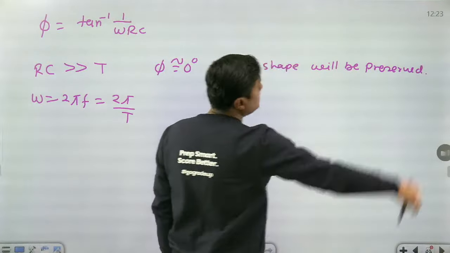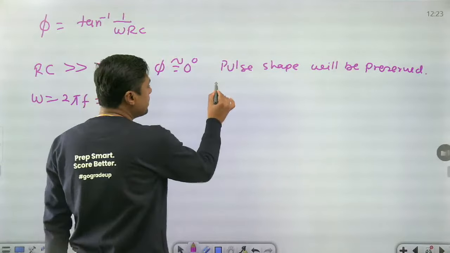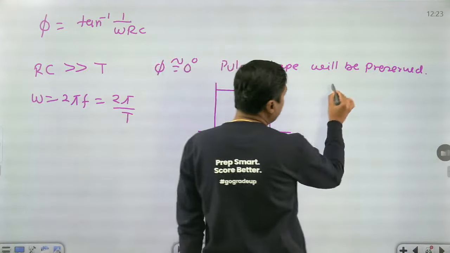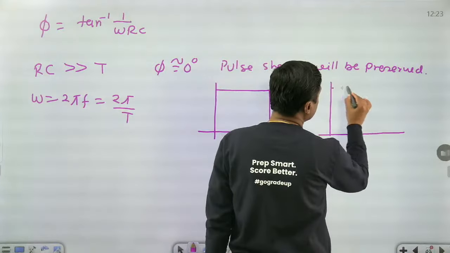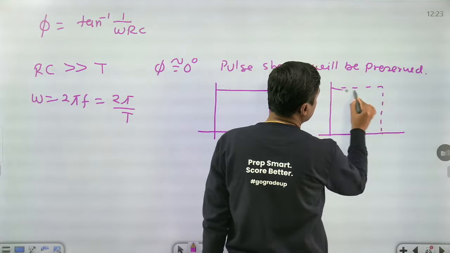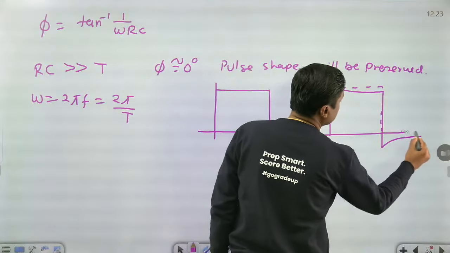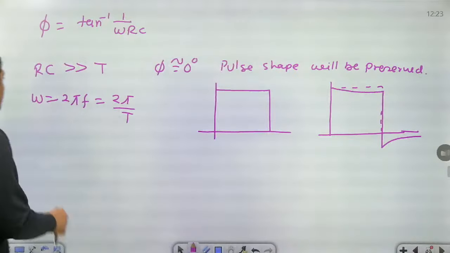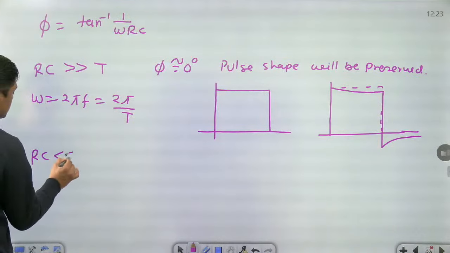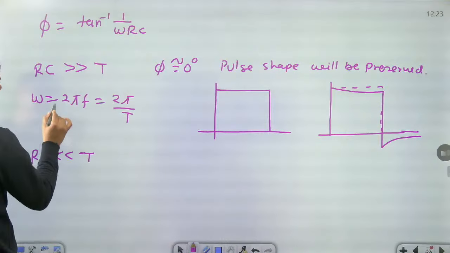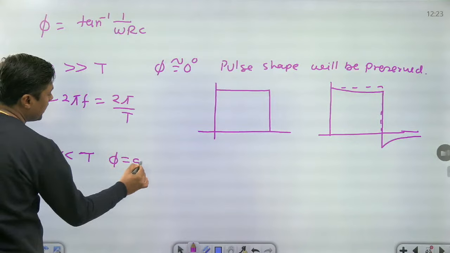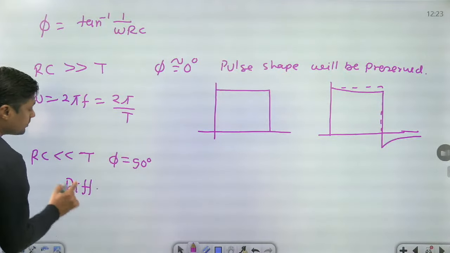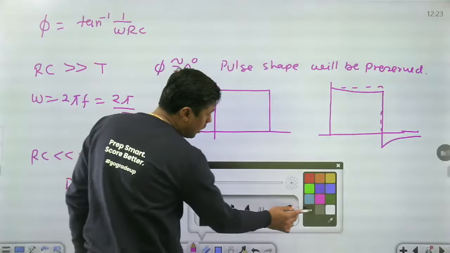This is a very important concept. It means if we are giving this type of input, and then we are getting this type of output, if RC is too high. Second case, if RC is very small as compared to T, then the phase shift is nearly equal to 90 degrees. Then there will be a differentiation of the signal.